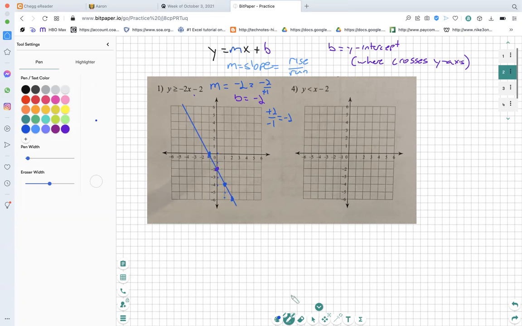Now, it's a solid line if it has this sign underneath, which is greater than or equal to, less than or equal to. So that will be a solid line. And then if it's an open guy, just like one of these, greater than or less than, this will be a dotted line.